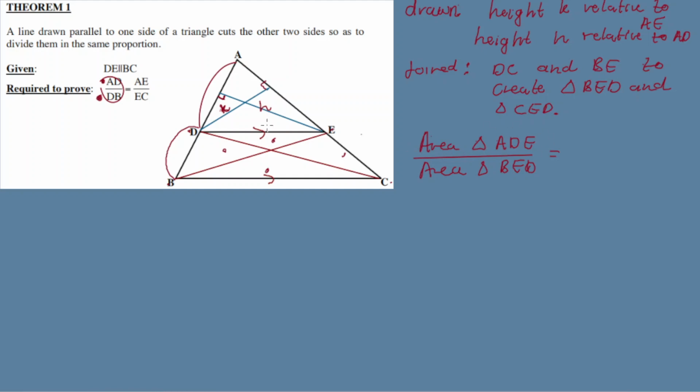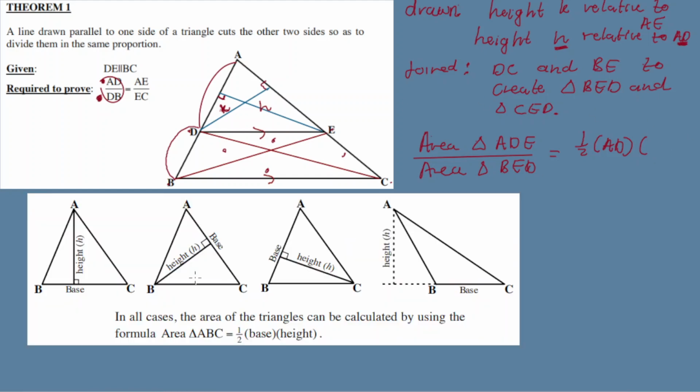The area for triangle ADE must be the numerator because somewhere the length of AD will come, and then the denominator we are using the area of BED because somewhere the length of DB will come. So how do we calculate the area of ADE such that AD appears as a base? It's half times base, when we make AD our base, times the height. What's our height here? Our height will be h. Remember I said h relative to AD.